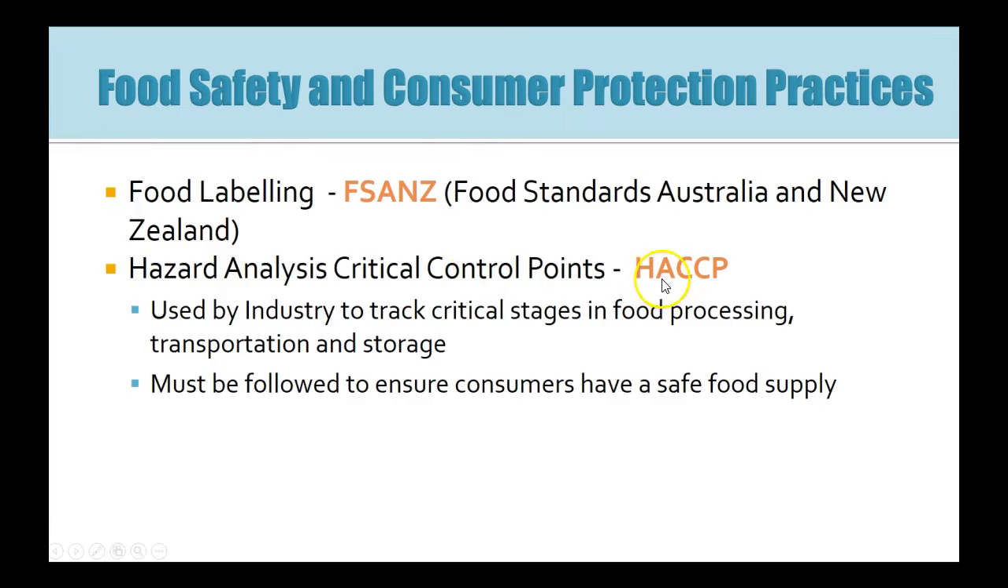critical control points, which is the HACCP, and that's used to track the critical stages in food processing, storage, and transport, and they test at these critical points to make sure that all the food is safe to consume at these points.